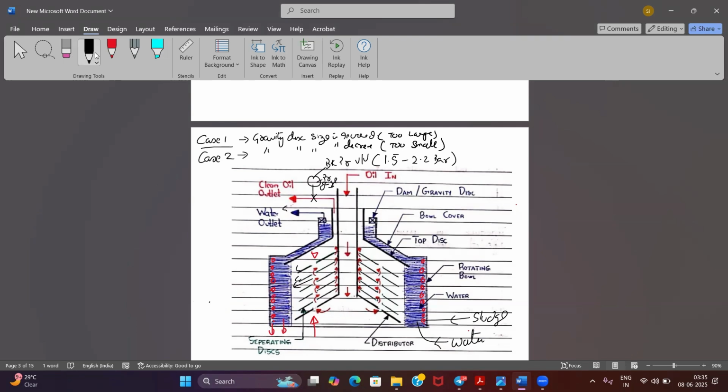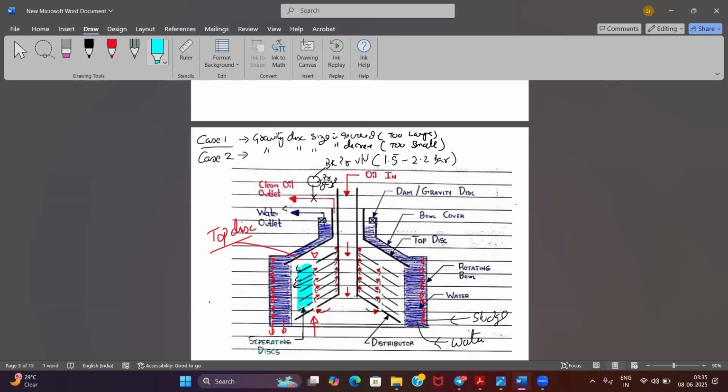Now we will talk about certain things about the interface. Okay. So the interface, where we are maintaining the interface. Ideally, the interface should be, if this is my top disk, I told you the top disk is without holes. Okay. This is the top disk. And the remaining part, which is over here, this is the edge of the disk stack, right?